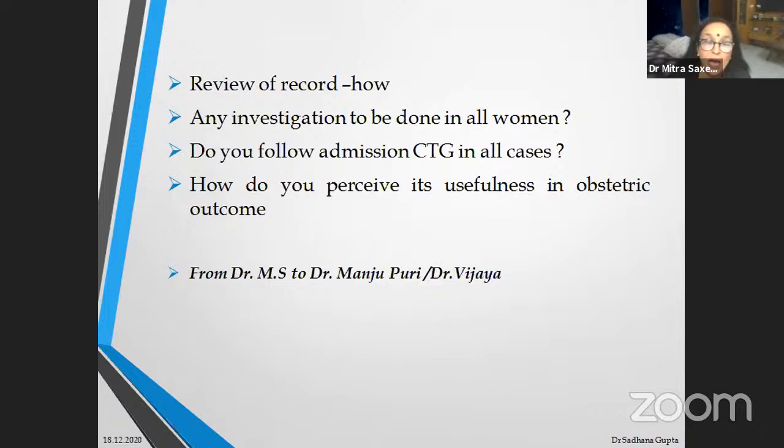Also, Dr. Manju, if an unbooked patient comes and she's in labor, would you be advising that all her investigations should be run in an emergency so that her risk stratification is done? What would be your message to the audience?